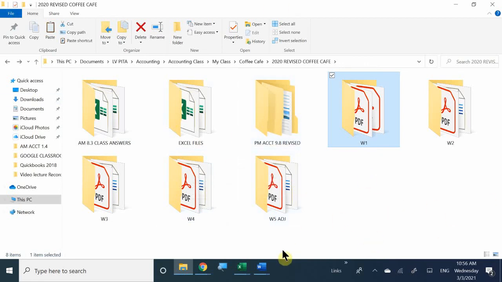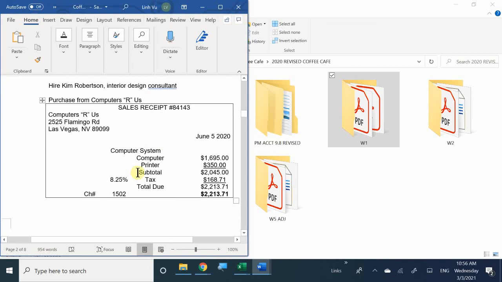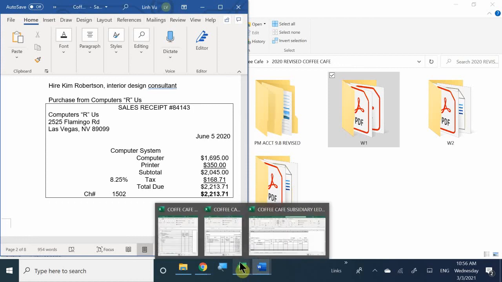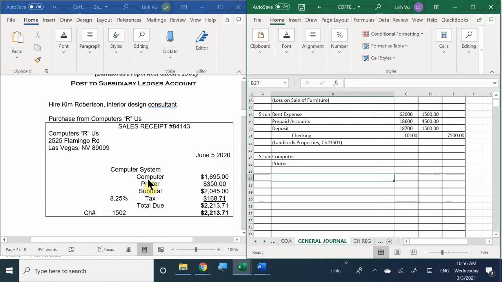So let's just go ahead and use the one that you have in your classroom. So we're looking at the week 1 revised, and you should only have a computer system and a printer. So no copier. Yes. Okay, so let me go back to my journal and get rid of the copier. I think I modified this so that it's realistic, because if you have a printer, you're more likely to have a copier with it, especially if you're paying for this price, you know, $350. So let's take a look at this one. Here the computer is worth $16.95 and the printer is $350. And we're distributing the tax.